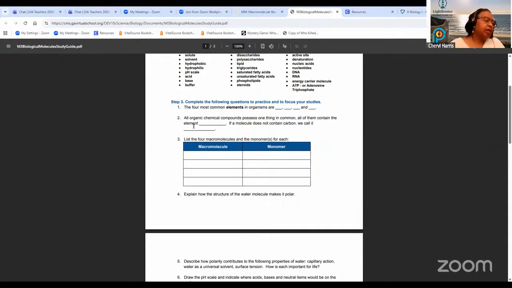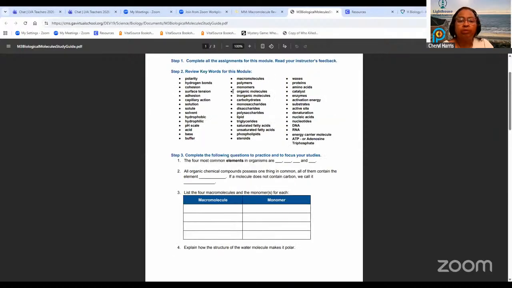And again, folks, I'm going over the answers. There's no reason why you shouldn't get the bonus points because we're giving you the answers. So if you're following along with me and typing in your answers, you should have a completed worksheet to get your bonus points. All right, if it does not contain carbon, it is called inorganic. So those words are up here on your vocabulary list. Organic and inorganic.